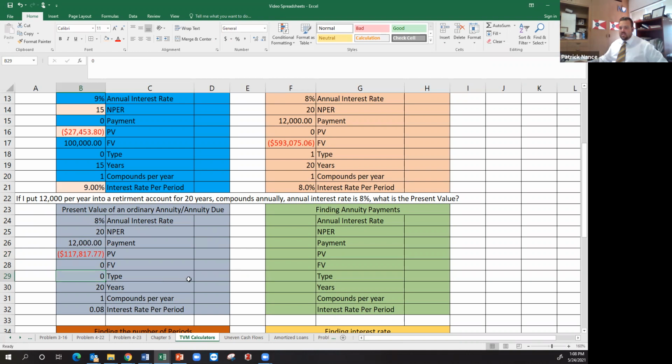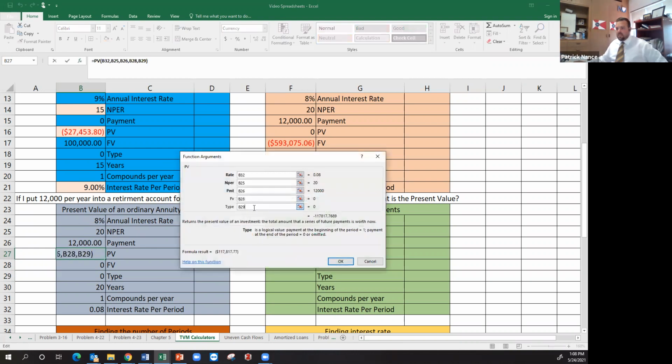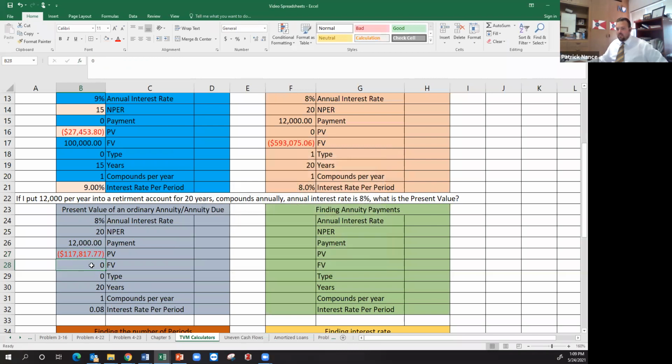So if I change, in this case, my type from a 0 to a 1, let's look at the present value function here. This type here, it says returns the present value investment, total amount series is worth now. This is a logical value. Payment at the beginning of the period equals a 1, payment at the end of the period equals a 0. So I put a 1 in there, that makes it an annuity due calculation, and it will change my number.